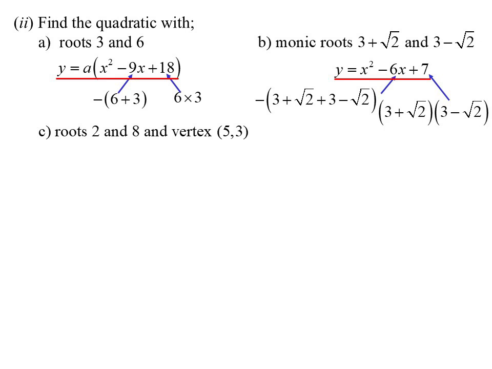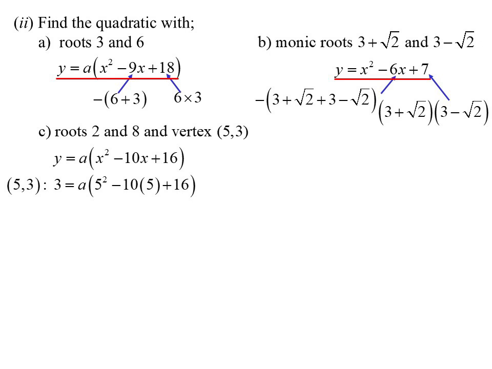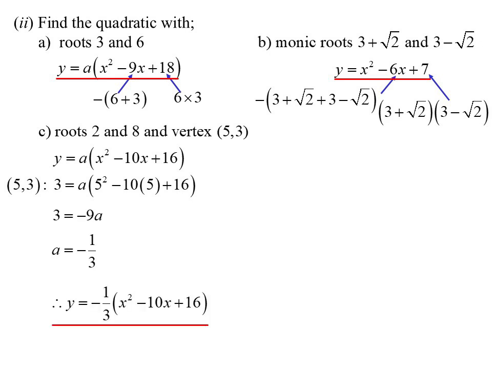This time I've been told the two roots and another point. So again, I don't know the concavity of it yet, but I do know they multiply together to give 16, they add together to give 10, so it must be minus 10x. They've given me extra information. It goes through the point (0, 5, 3)? Well, I'll substitute that in. Solve that. a is minus a third. There's my equation. All right.